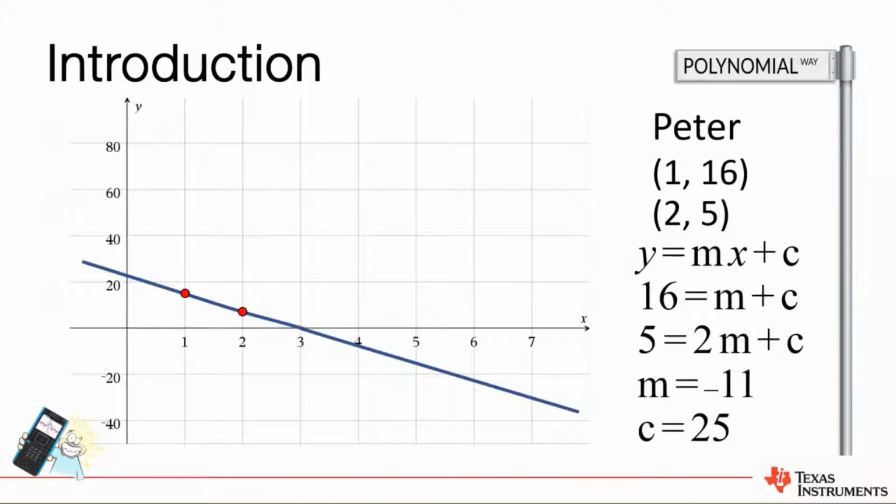And those numbers seem about right because our line certainly has a negative gradient and it's crossing the y-axis somewhere between about 20 and 30. So all looks good so far.